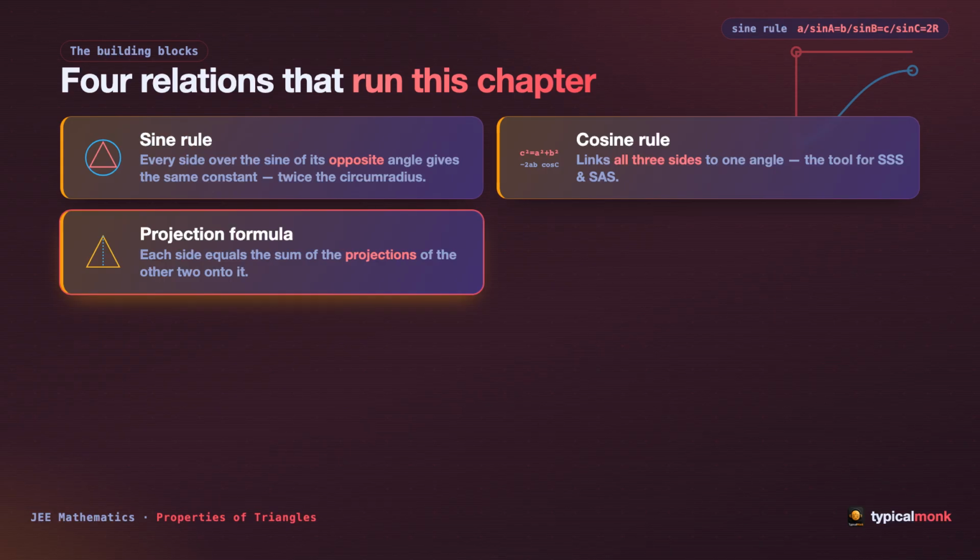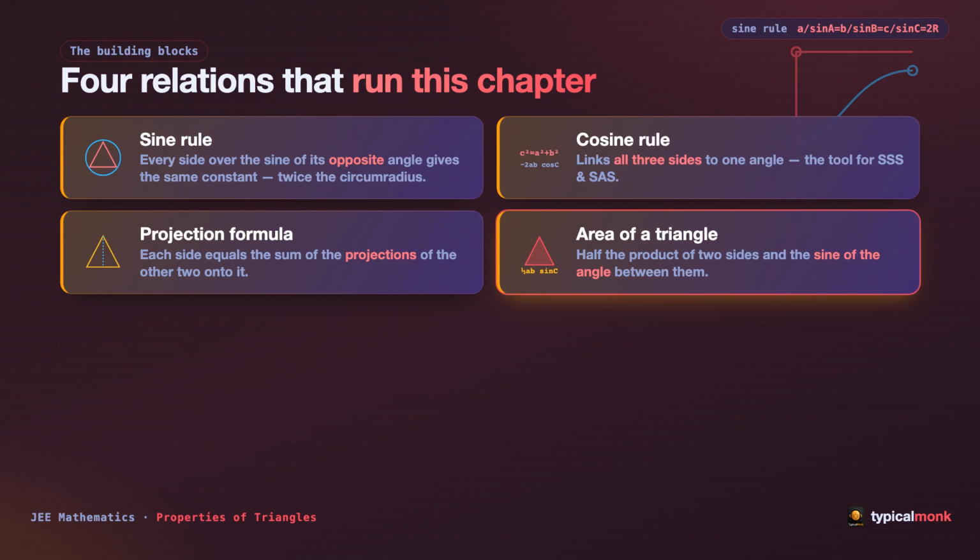Third, the projection formula. Each side turns out to be the sum of the projections, or shadows, of the other 2 sides falling onto it. And fourth, the area of a triangle, half the product of 2 sides and the sine of the angle held between them. Sit with these 4. Almost every question in this chapter is one of them, dressed differently.